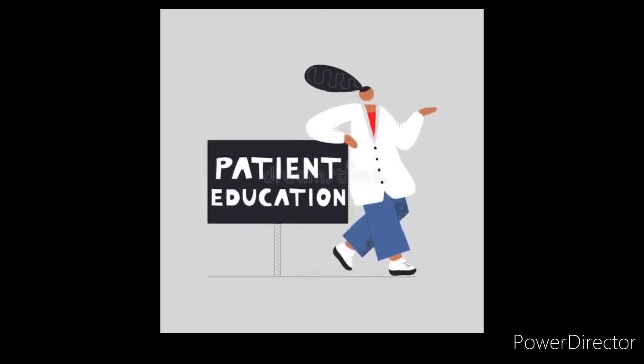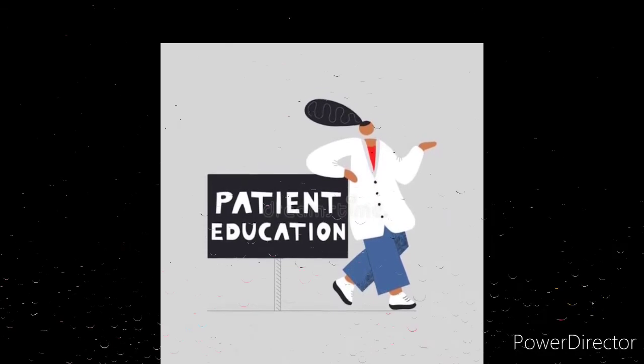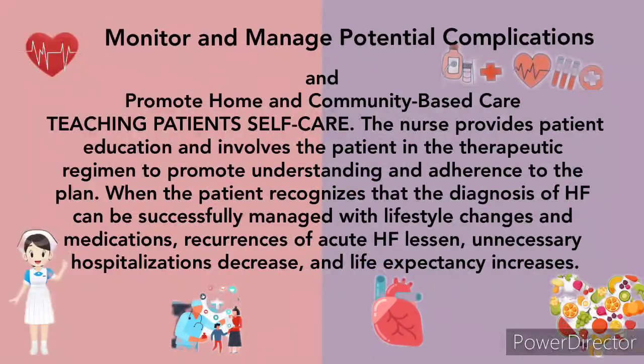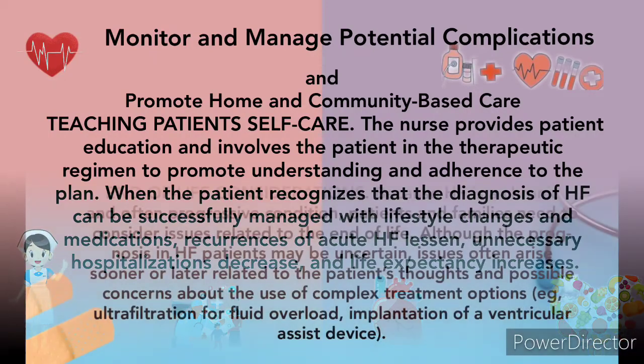Monitor and manage potential complications and promote home and community-based care. Teaching patients self-care: the nurse provides patient education and involves the patient in the therapeutic regimen to promote understanding and adherence to the plan. When the patient recognizes that the diagnosis of HF can be successfully managed with lifestyle changes and medications, recurrences of acute HF lessen, unnecessary hospitalizations decrease, and life expectancy increases.